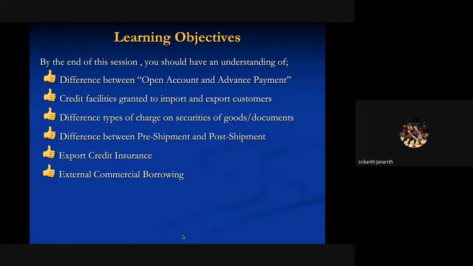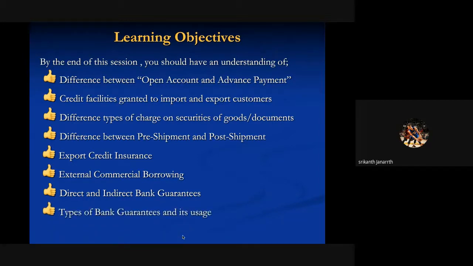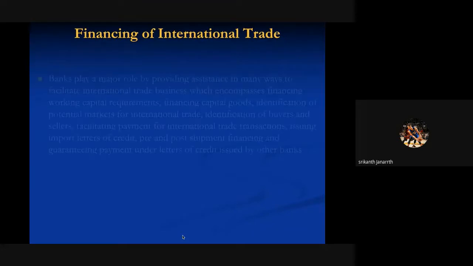Then external commercial borrowing. There are people who are into trade who also have a facility to borrow from an overseas lender. That is what you call external commercial borrowing. Direct, indirect, we look at the bank guarantees also today. What are the direct and indirect bank guarantees? Types of bank guarantees and their usage are very important in international trade, and understanding the contingent liability. So these are the main objectives of our session today. So let's start with financing of international trade.